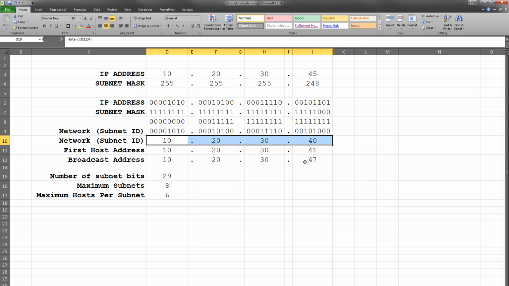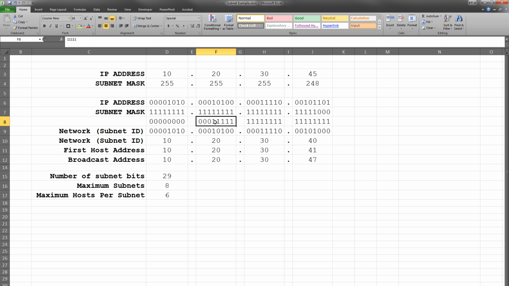How do we figure out what that is? We can either memorize the chart, or what I do is calculate the opposite: flip all the ones to zeros and zeros to ones in the subnet mask. That gives 111 in binary, which is simply 7. So we add the value of 7 to our network address, and that becomes our broadcast address in this case. All the others are 0, so we don't have to add anything.